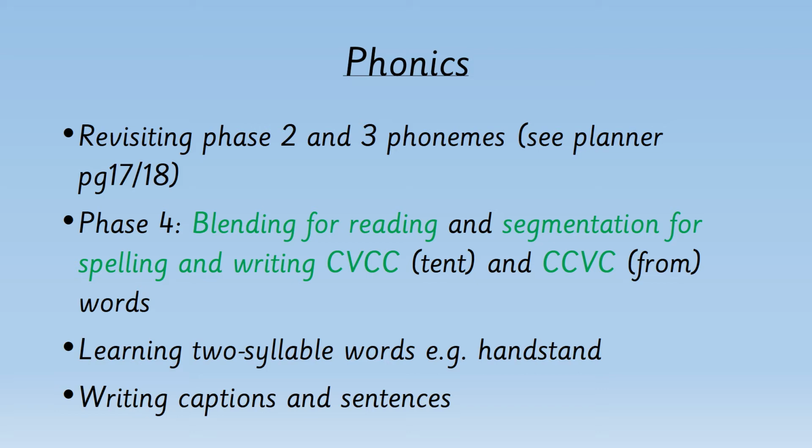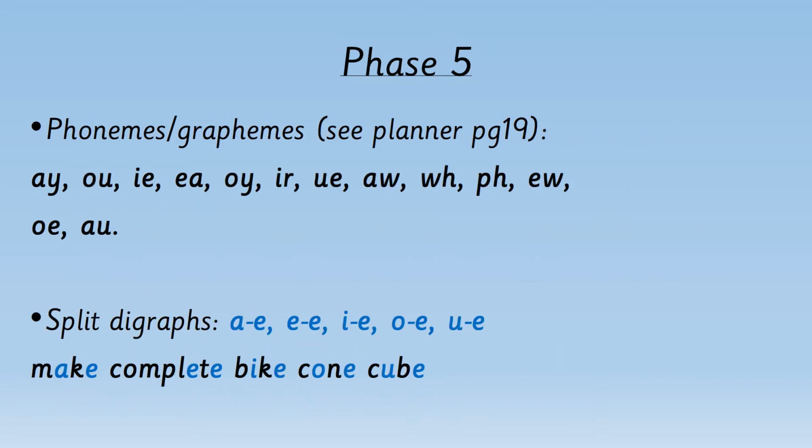After phase 3 we'll enter phase 4, so this is looking at blending for reading and segmentation for spelling and writing consonant, vowel, consonant words like tent, and CCVC words, consonant, consonant, vowel, consonant words like from. And they'll also learn how to read and spell 2-syllable words like handstand and writing captions and sentences. We'll then move on to phase 5.